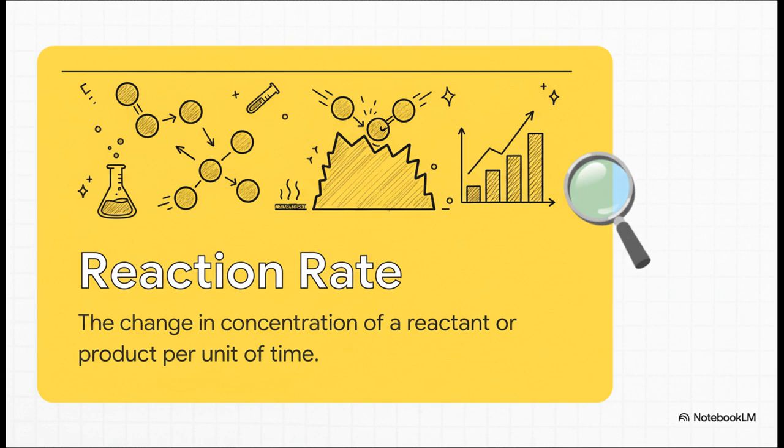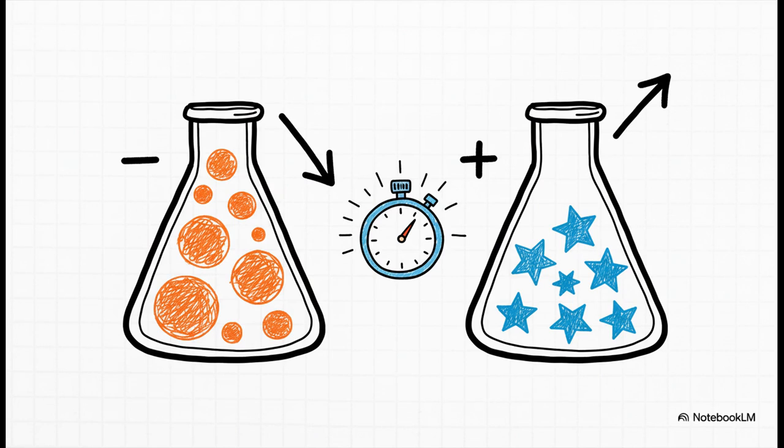Pretty straightforward. Now the cool part is, we can track this in one of two ways. We can either watch how quickly our starting ingredients, the reactants, are getting used up. That's why there's a negative sign there. Their concentration is going down. Or we can watch how quickly our new stuff, the products, are appearing, which is why that has a positive sign. Either way, they both tell us the same thing, how fast this thing is cooking.